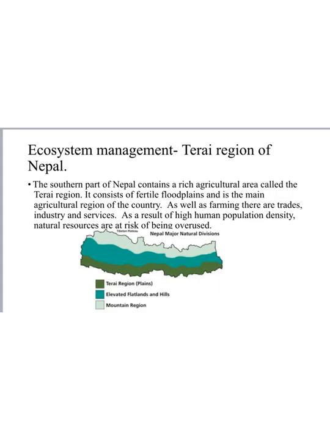The southern part of Nepal contains a rich agricultural area called the Terai region. It consists of fertile floodplains and is the main agricultural region of the country. As well as farming, there are trades, industry and services. Just as a result of the high human population density, that's because it's flat, natural resources are at risk of being overused.